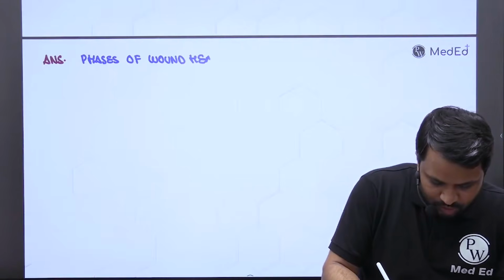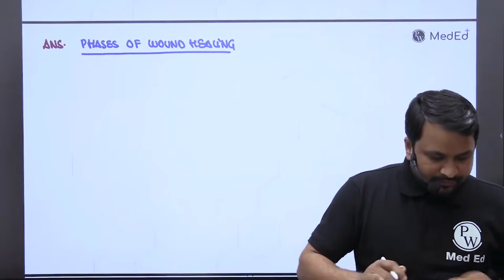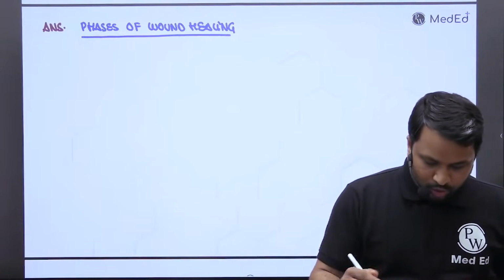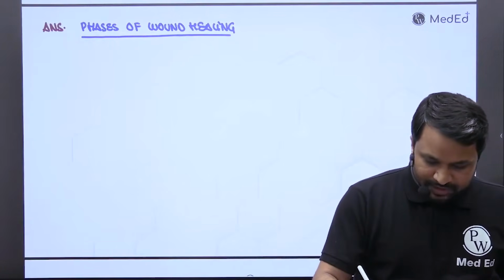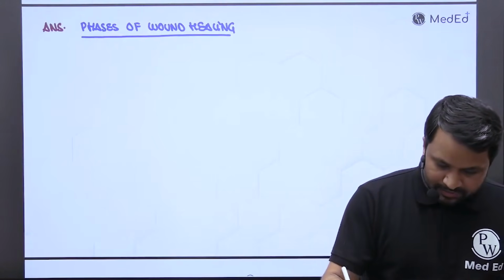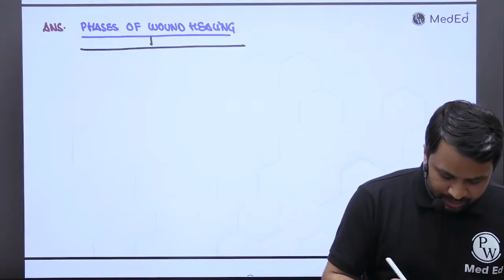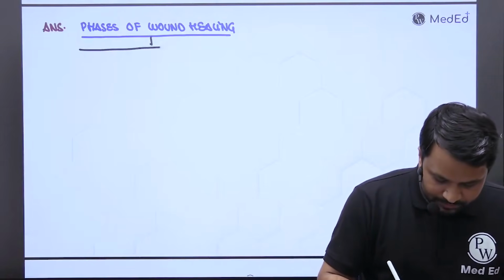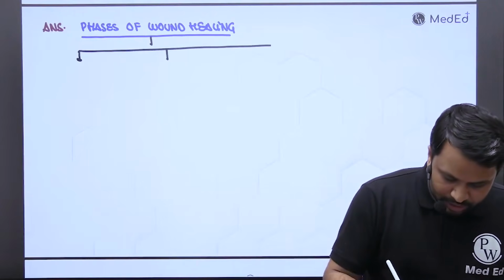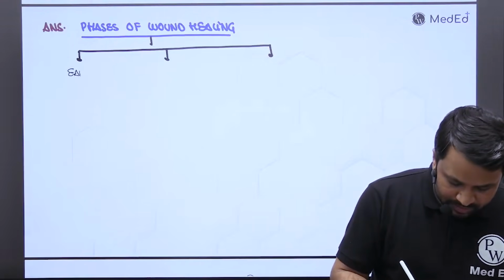In the phases of wound healing, if the question is framed in this particular form, the first thing you will determine is whether it is an acute or chronic wound. Here we're talking about the acute phases of wound healing. When you're writing the answer, divide them into 3 components. Acute wound healing can be divided into 3 sub-phases, and mention all these 3 sub-phases. What are the 3 sub-phases of wound healing? I hope everybody knows it. You have an early phase.